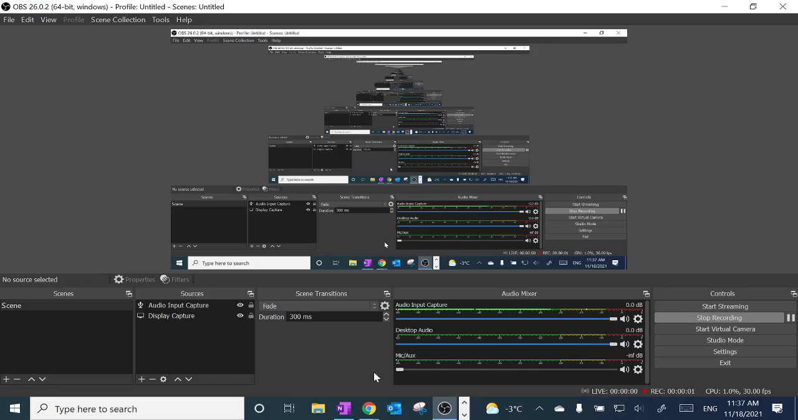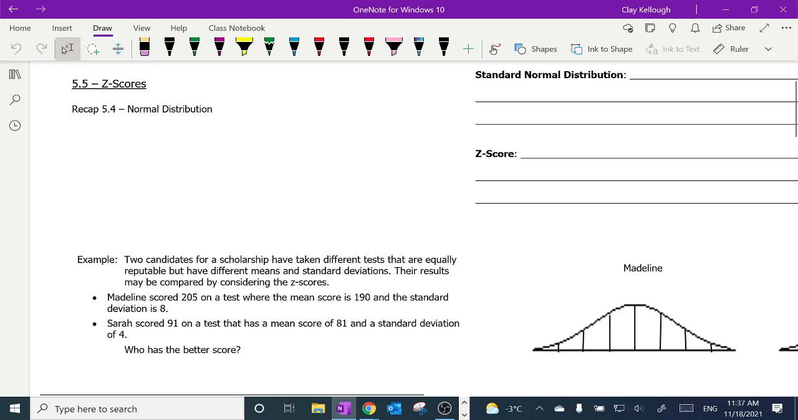All right, we are doing a grade 11 applied lesson on z-scores. So what the heck is a z-score? Well, for starters, quick recap.